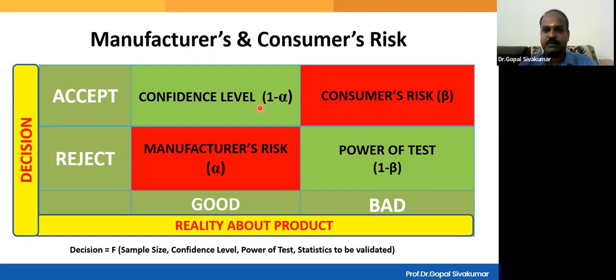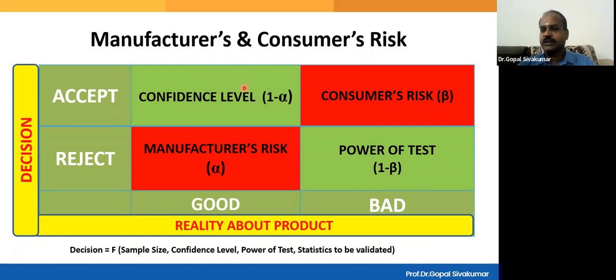So you accept a good lot as good only. The lot is good and you also accept it as good based on the sample study, because in the sample also you got good products. So as a result, you accepted the good lot almost 95% of the time. That is called confidence level.